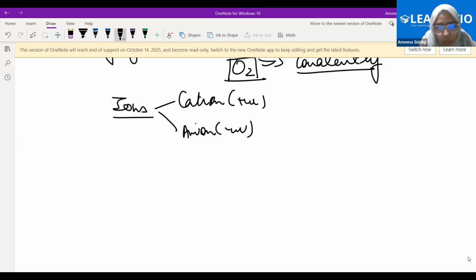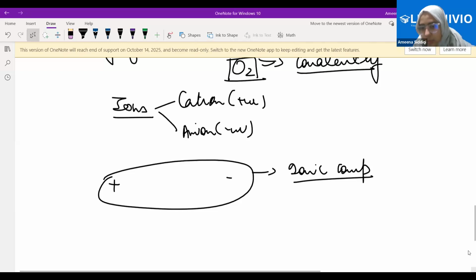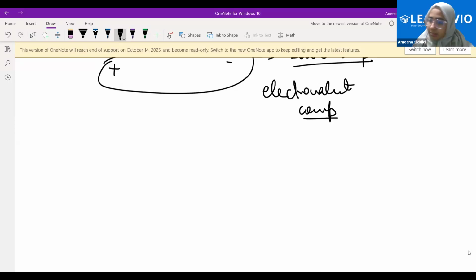So now when they are positive and negative respectively, obviously electrostatic force of attraction will be there between them, and they will form the compound. This type of compound will be called an ionic compound. Ionic compounds are also called electrovalent compounds. Correct? Electrovalent compound.